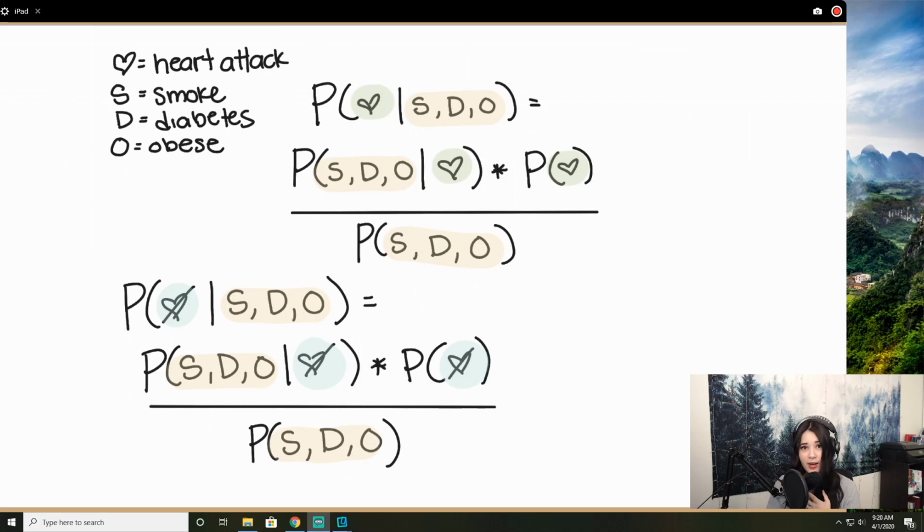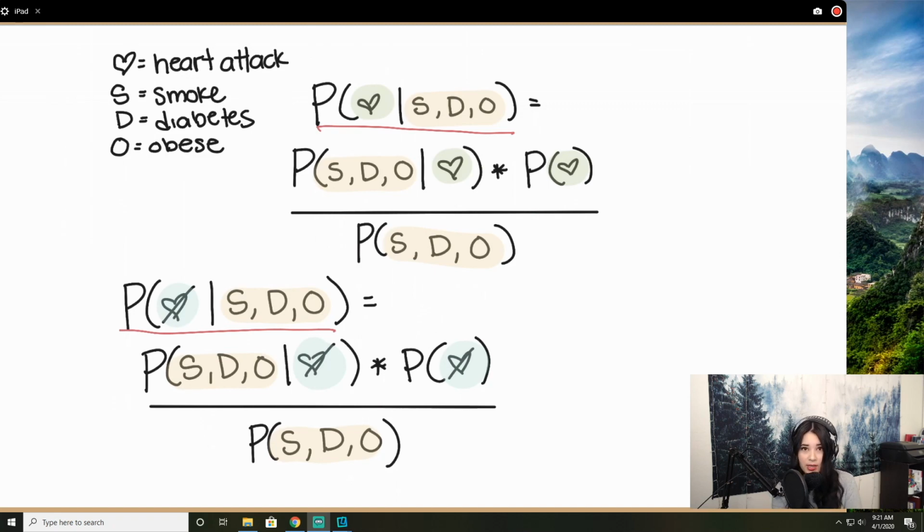If we want to classify something as having a heart attack or not having a heart attack, we can calculate the probability of having a heart attack given that someone is a smoker, they're diabetic, and they're obese. And we can calculate the probability that they did not have a heart attack given that they are a smoker, they are diabetic, and they are obese. Now, when we calculate those probabilities, all we have to do is choose the probability that is higher, and that's the category that we would classify our data point as.